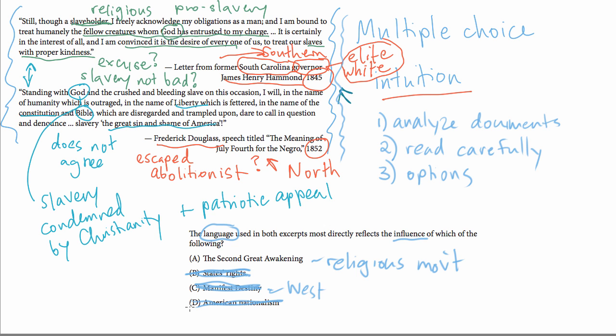So that leaves us with the Second Great Awakening. And I think that is a good answer because both of them are making religious arguments. They're saying that God would have liked or would not have liked slavery. So their language does reflect an interest in religion.